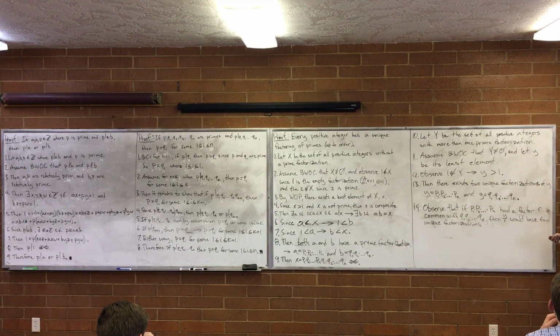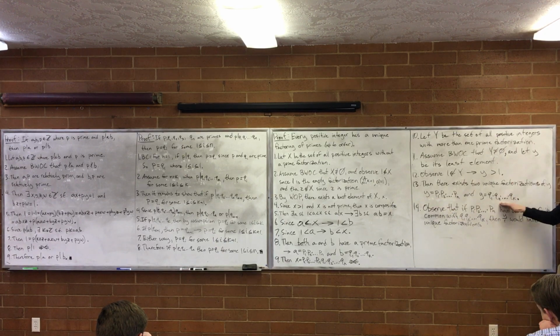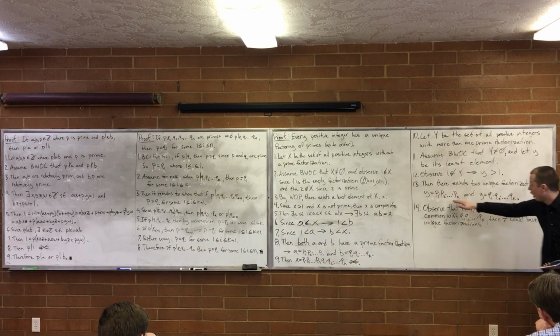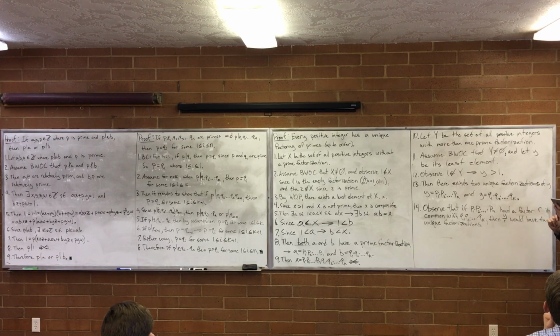So we know that if there is an integer y with two unique factorizations, they at the very least can't have any common terms. None of these prime numbers are the same as any of these prime numbers. That makes sense?